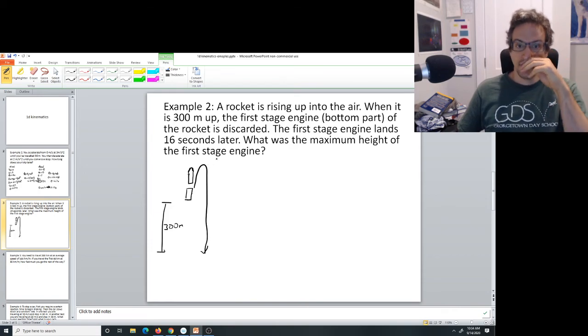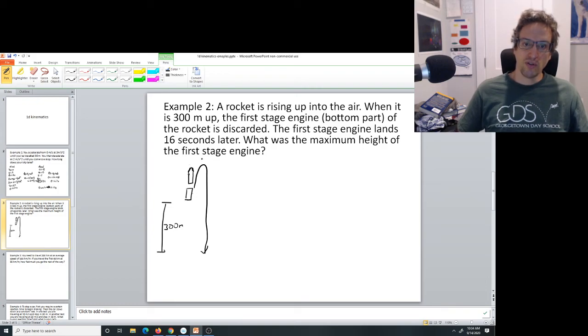Now, this is an interesting problem because we only know the velocity at one place. We don't know what it is here, and we don't know what the velocity is here. The only place we actually know the velocity is this point right here, right? The velocity is 0 at maximum height. It's not going up anymore, and it's just about to start going down, so velocity is 0.